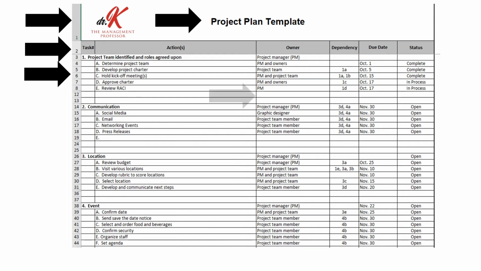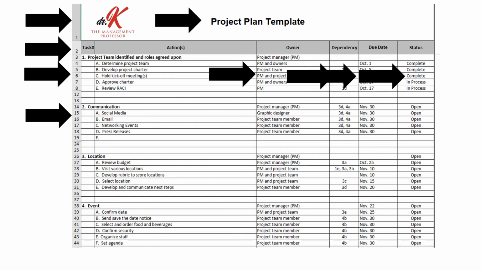Owners are assigned for each line item, and if there are dependencies, they are identified by a number and letter of the corresponding activity. Always include a due date and a status, whether it's completed, in process, or open. Each section is repeated in the same format for each major task.